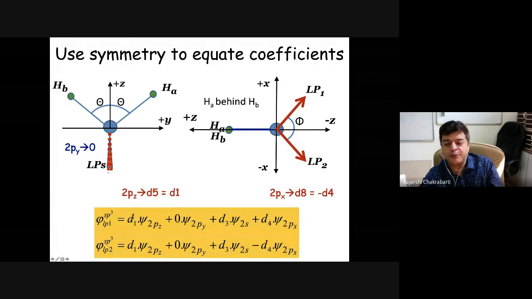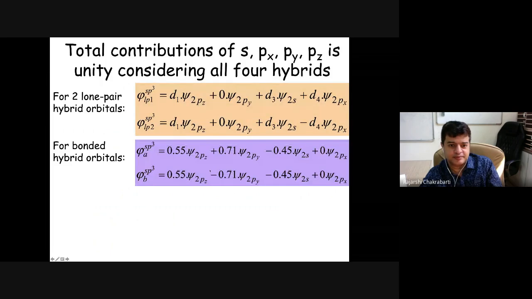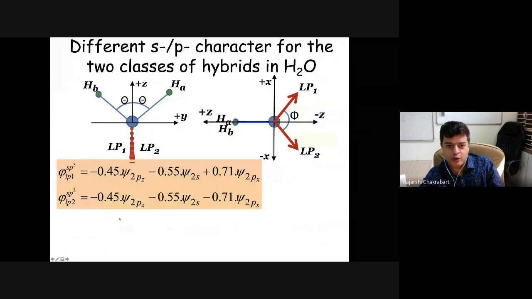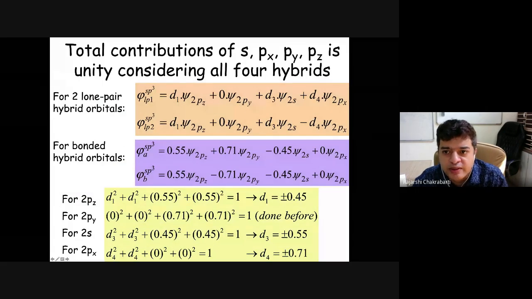Then you will end up with these two hybrid orbitals. So the lone pairs now look like this, and the bond pairs now look like this. You can check the contributions of pz, py, px, and 2s; the total contribution of each is 1. These are the lone pairs now. If you go back, you see no contribution from py, and the values of d1, d3, d4 are like 0.55, 0.71, 0.45.